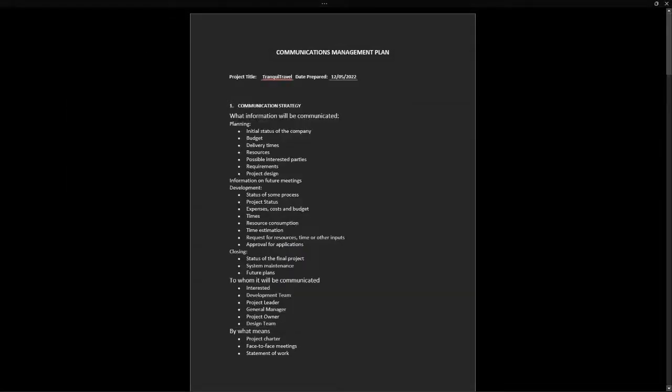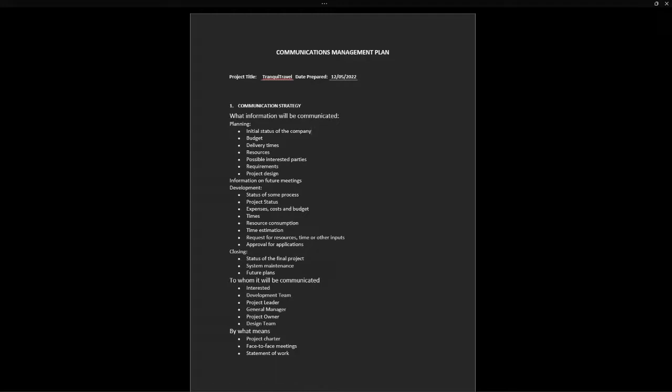Now we're going to talk about the communications management plan of Drunken Trouble, our project. The date we prepared this is the 12th of the 05 of the present year, 2022. First, we're going to take a look at the communication strategy. Now we're going to talk about what information will be communicated.